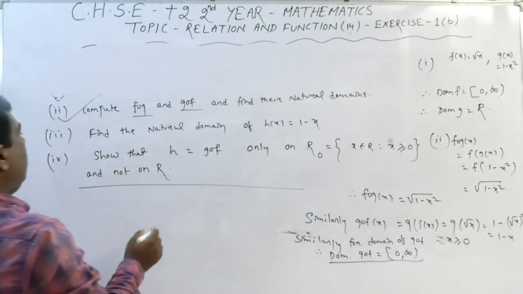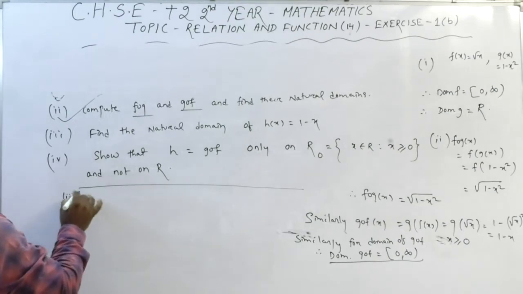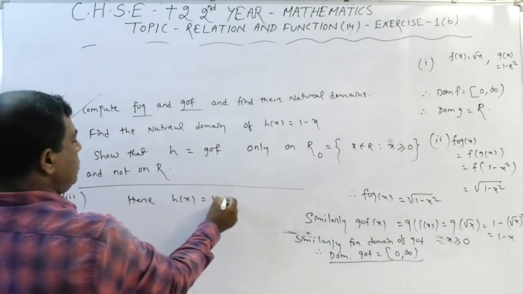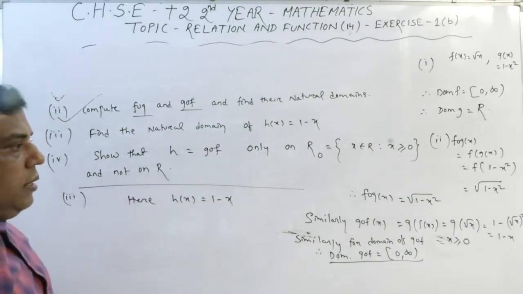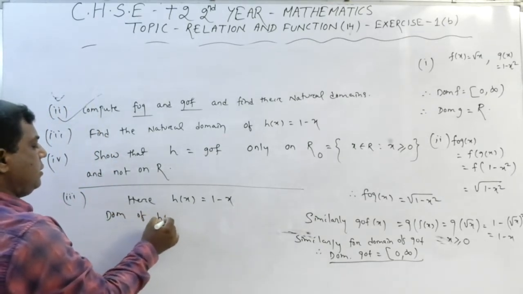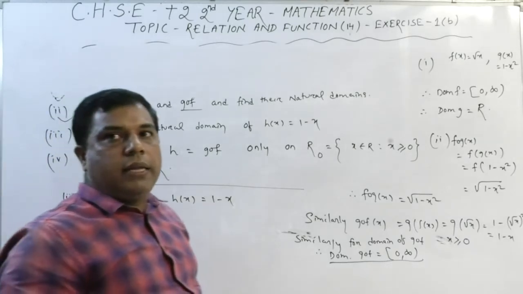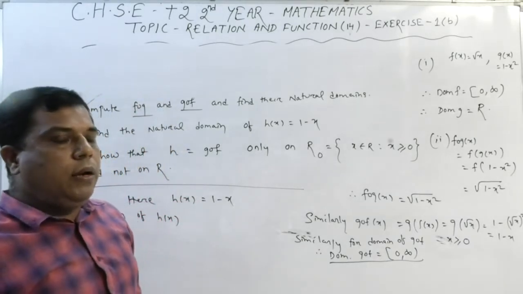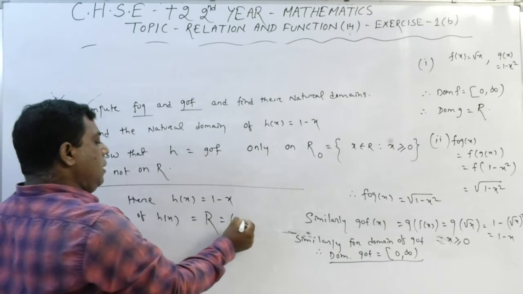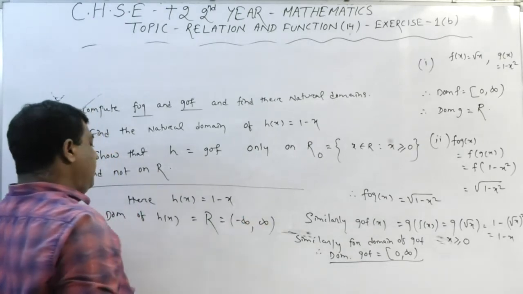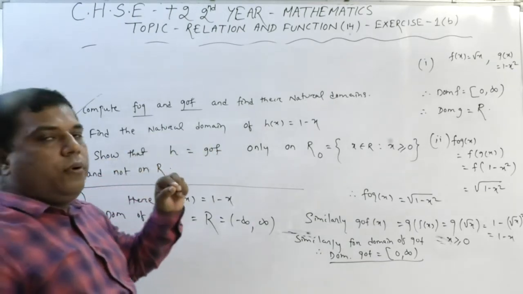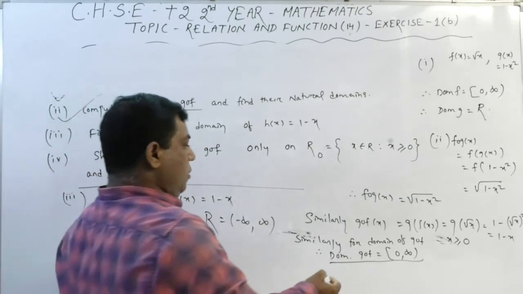So you see, again we are going for part 3. Here h of x is 1 minus x. So for the domain of h of x, there are no obstacles, so we can directly put any value and find h of x. So the domain of h is the set of real numbers, which is minus infinity to plus infinity. Okay, clear?